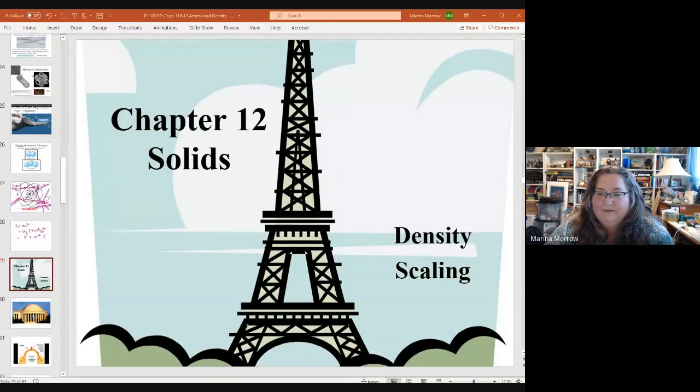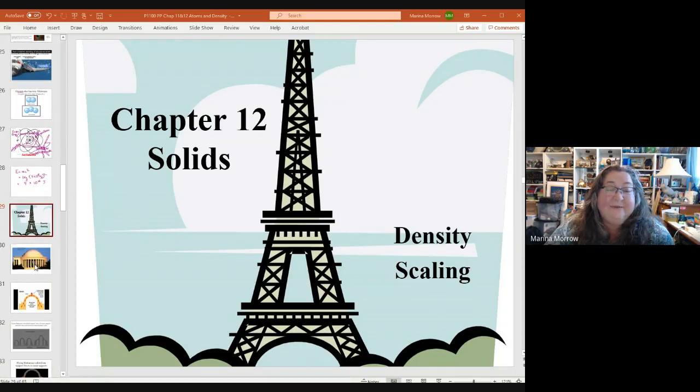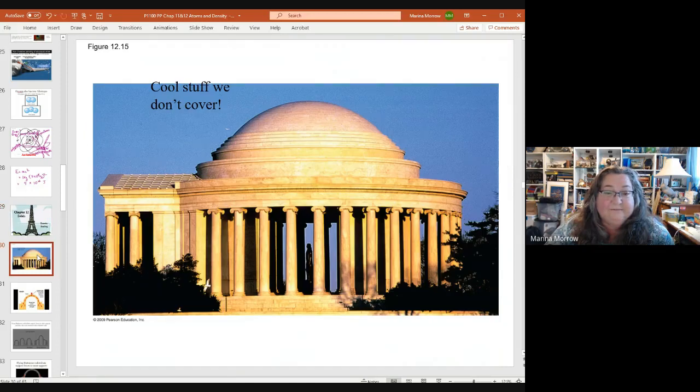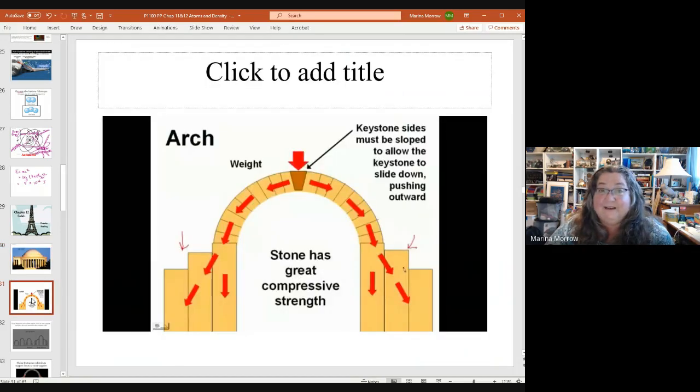In Chapter 12, what we're going to be looking at is density and scaling. So, pretty easy stuff. The idea is we are actually going to skip a number of things in this chapter. There's cool stuff we don't cover, like domes. And of course, I couldn't resist covering it a little bit.